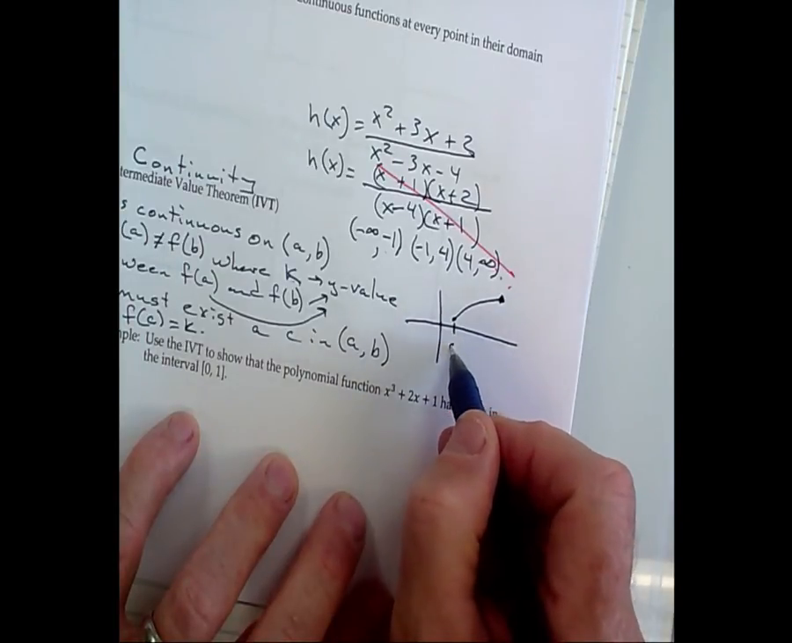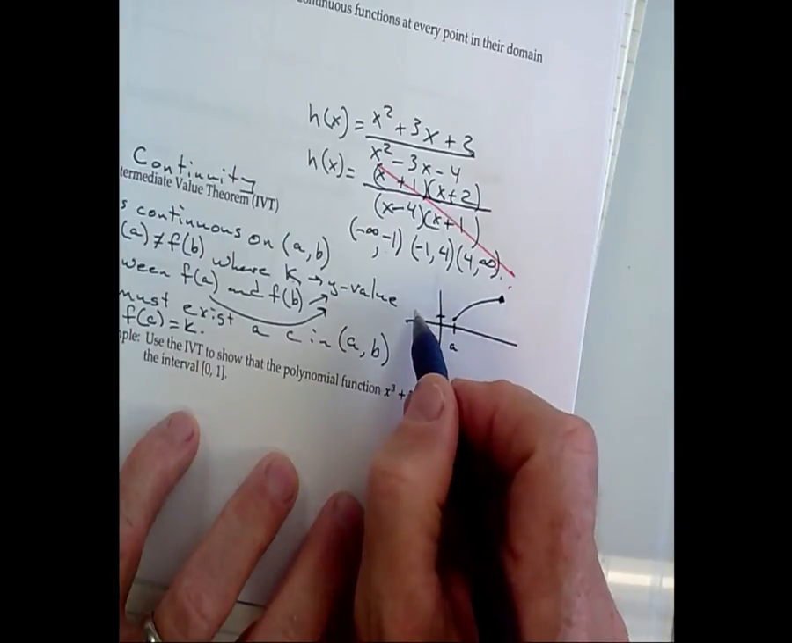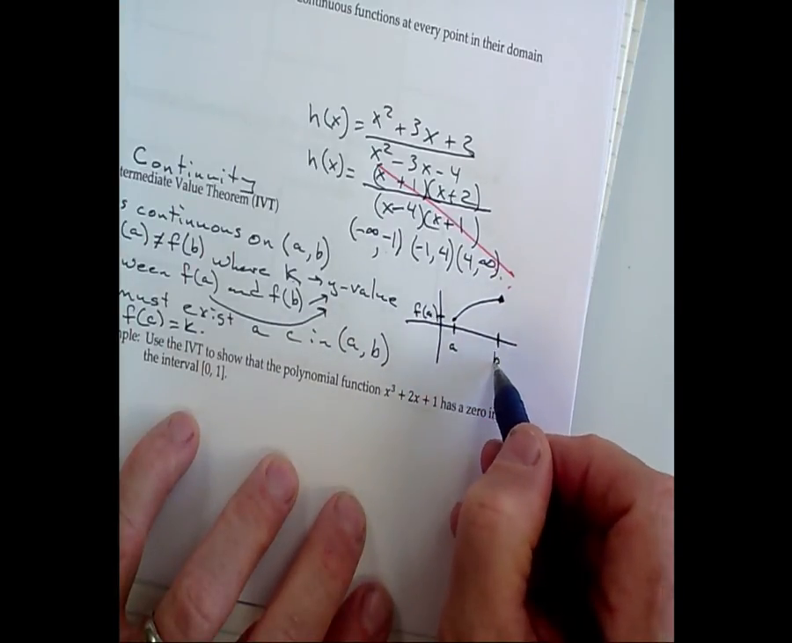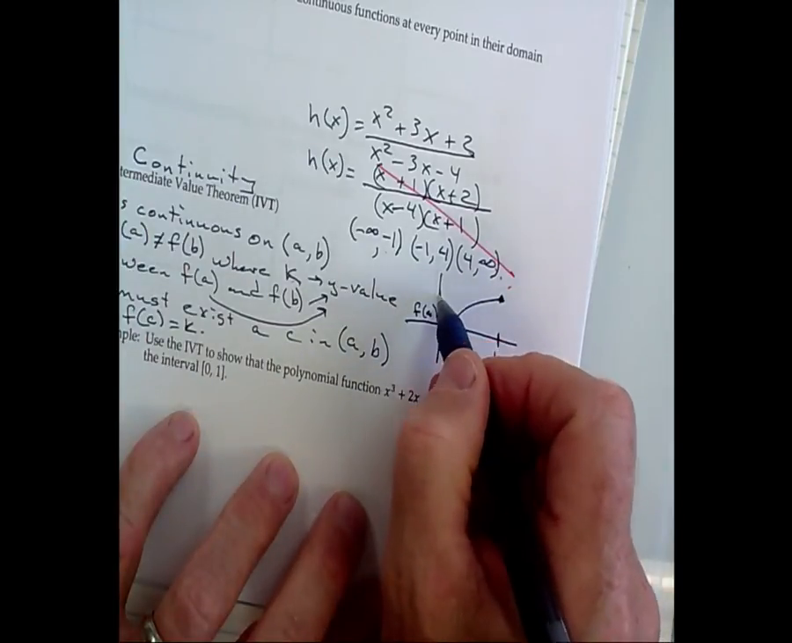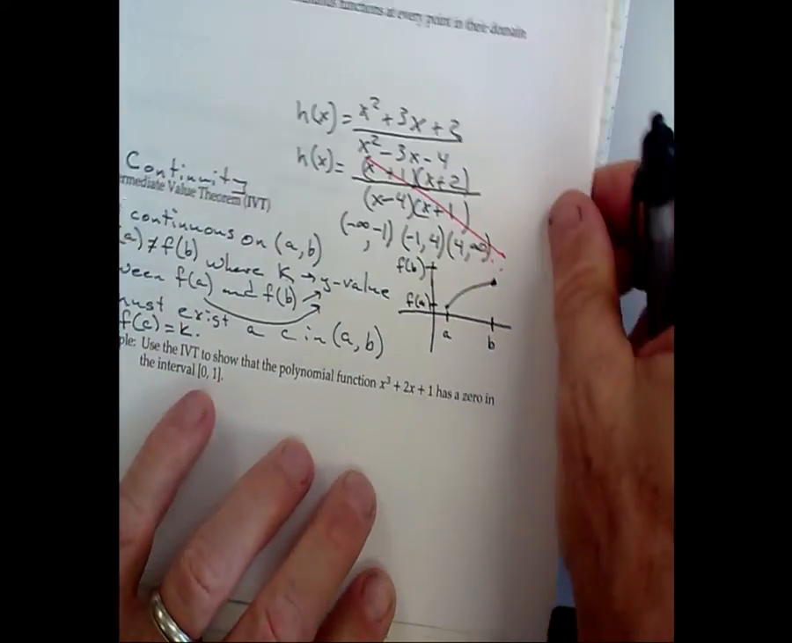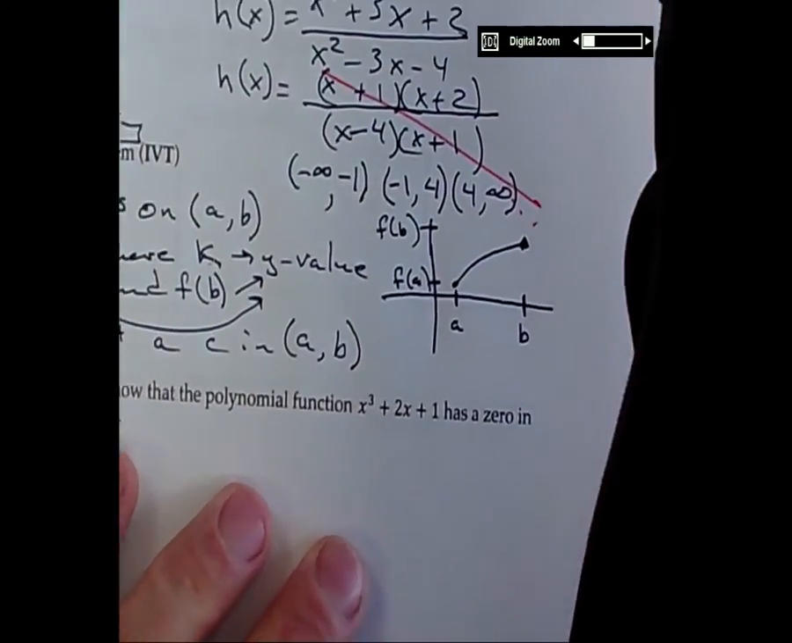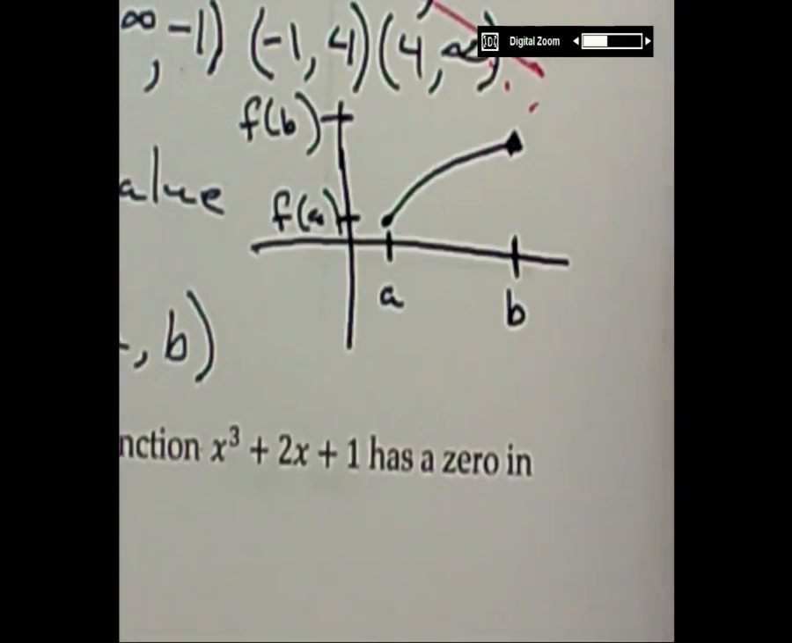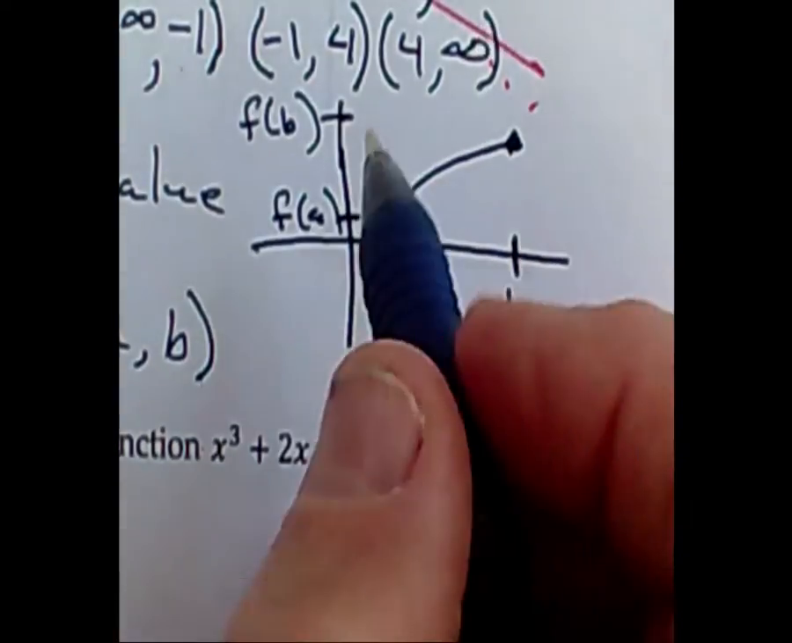Here's a. Here's f of a. Here's b. Here's f of b, and I'm going to make this a little bigger. I don't know if that's big enough. Justin, can you see that okay? Yeah. Okay. And I've got a k here.